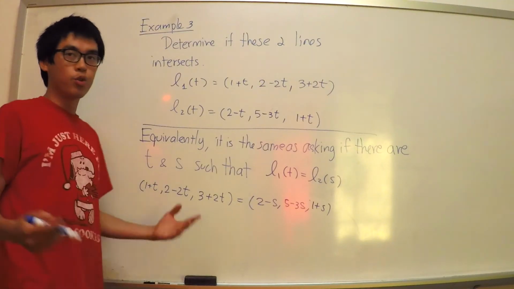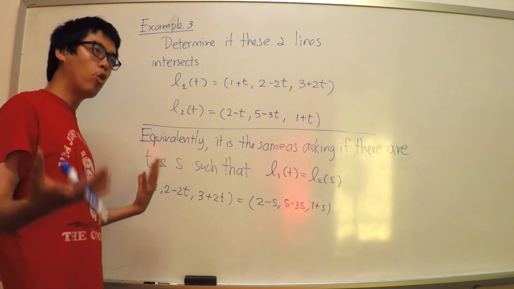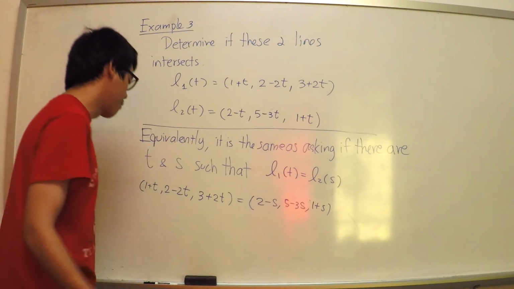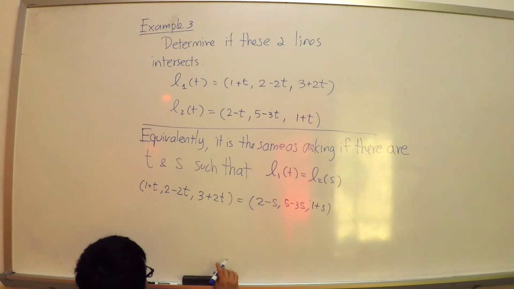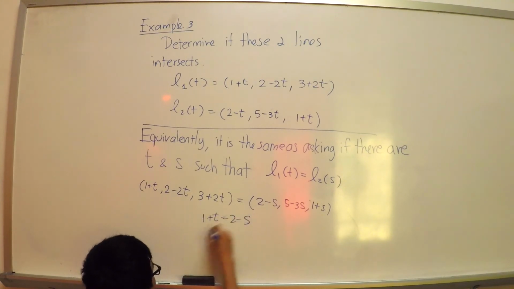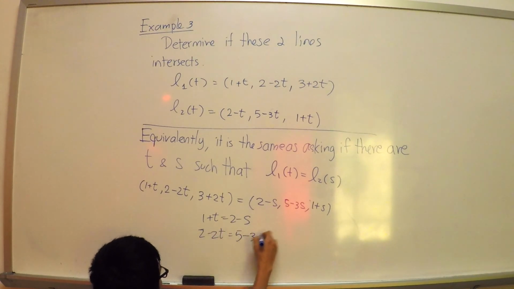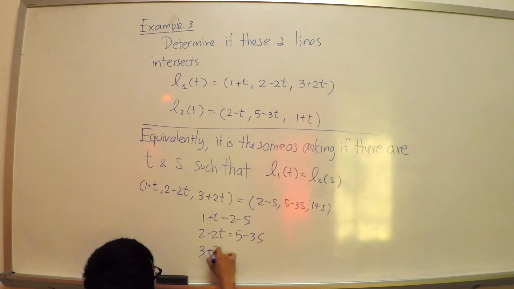All right, two vectors are the same only when each coordinate is the same. So instead of one equation that contains two vectors, you can have three equations: 1 plus t equals 2 minus s, 2 minus 2t equals 5 minus 3s, 3 plus 2t equals 1 plus s.